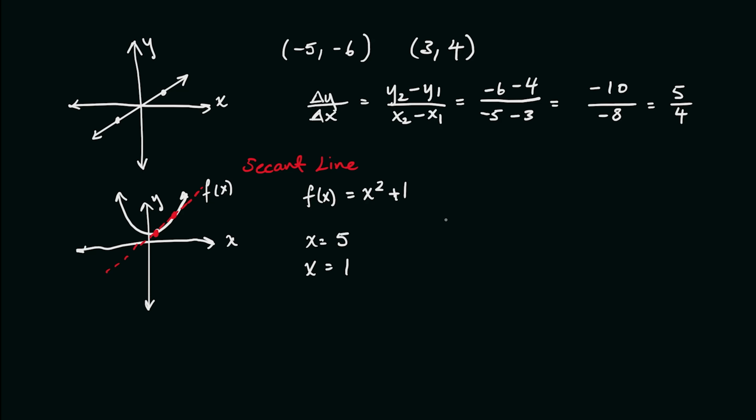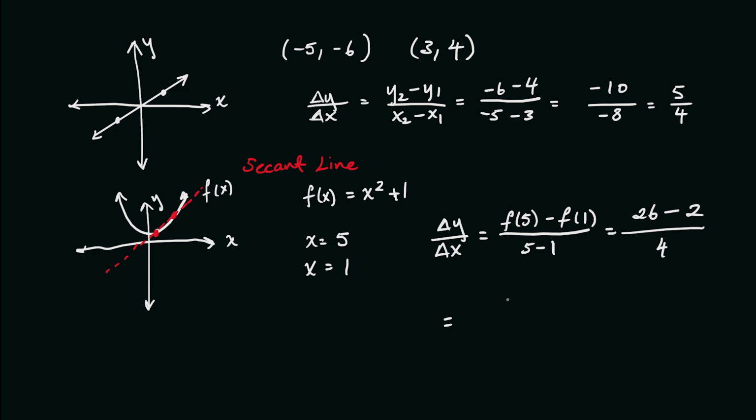So by evaluating the average rate of change, we have delta y over delta x, and that's just equal to f of 5 minus f of 1 over 5 minus 1. Now, how we're going to evaluate this, f of 5 is equal to 26 in this case. F of 1 is equal to 2. And 5 minus 1 equals just 4. That is equal to 26 minus 2 equals 24. So we have 24 over 4, and our average rate of change equals 6.